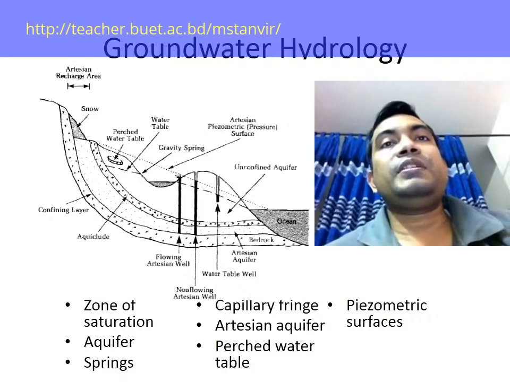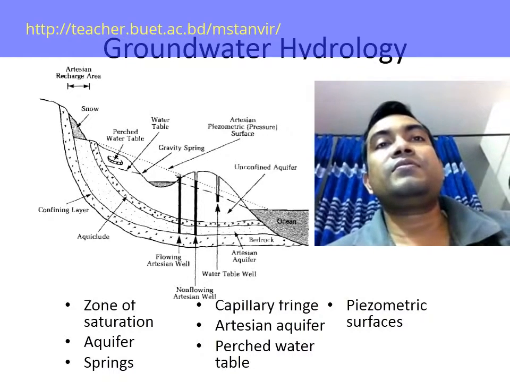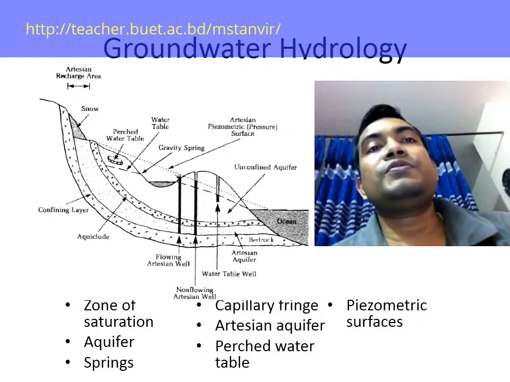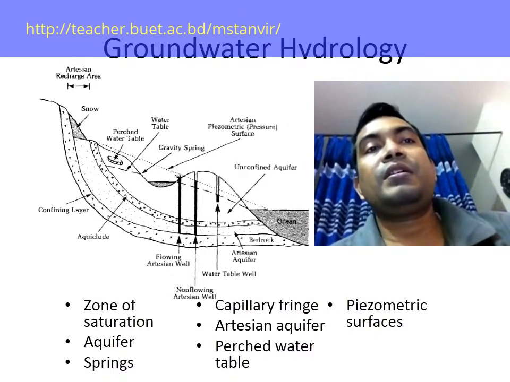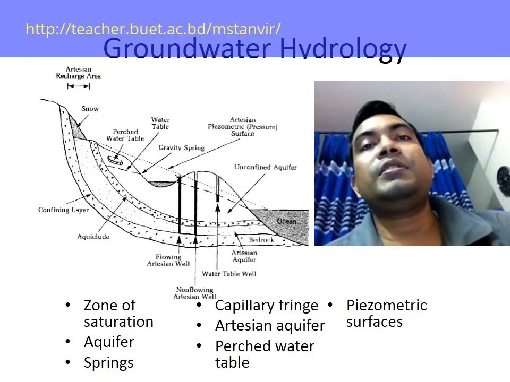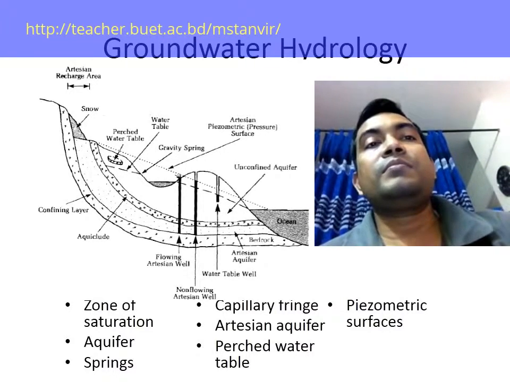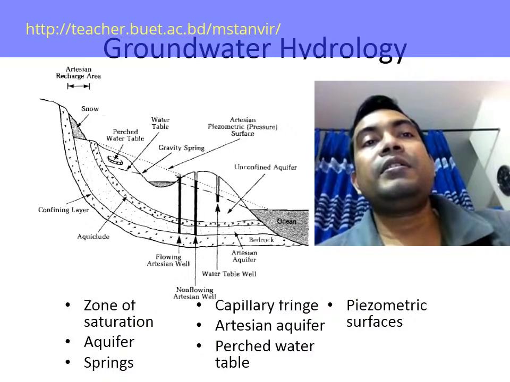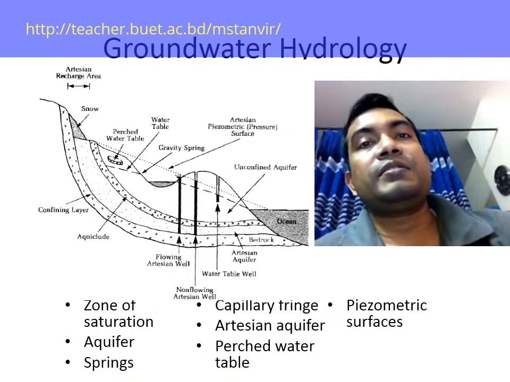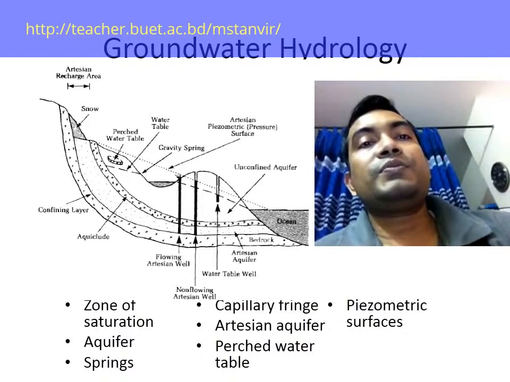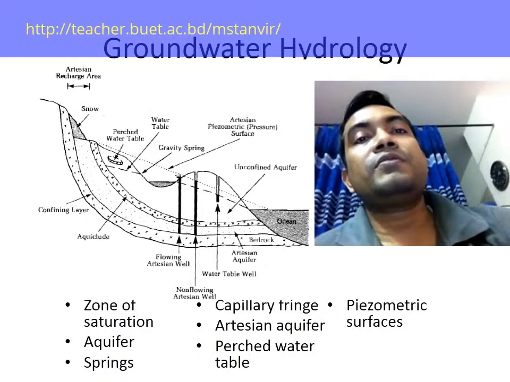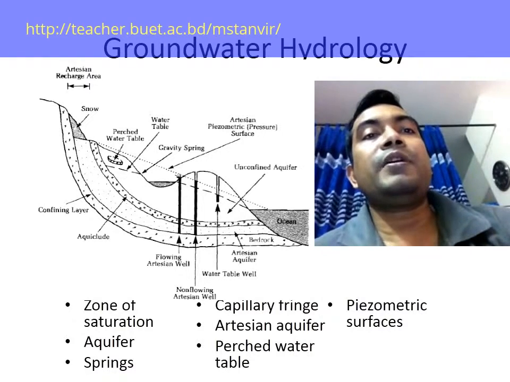Spring, the place where the water table breaks the ground surface, is called a gravity or seepage spring. Capillary fringe, the porous material just above the water table, may contain water held by capillary action in the smaller void spaces. Perched water table, a lens of water held above the surrounding water table by an impervious layer.